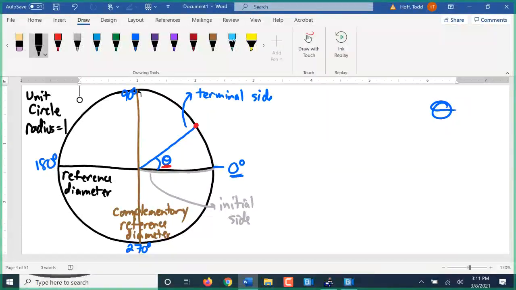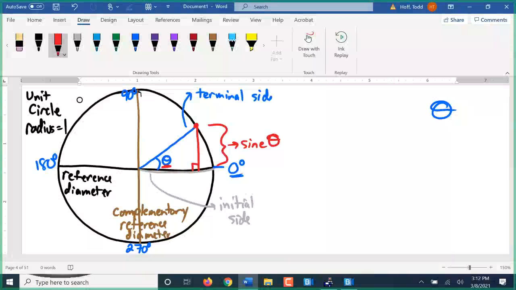So anyway, if we trace that length from that point down to that reference axis, that length is called the, anybody remember? That length is the sine of our angle. Remember, a sine is just the distance from a point on the circle to that reference diameter, no matter what point it is. Every point on this circle has a sine.